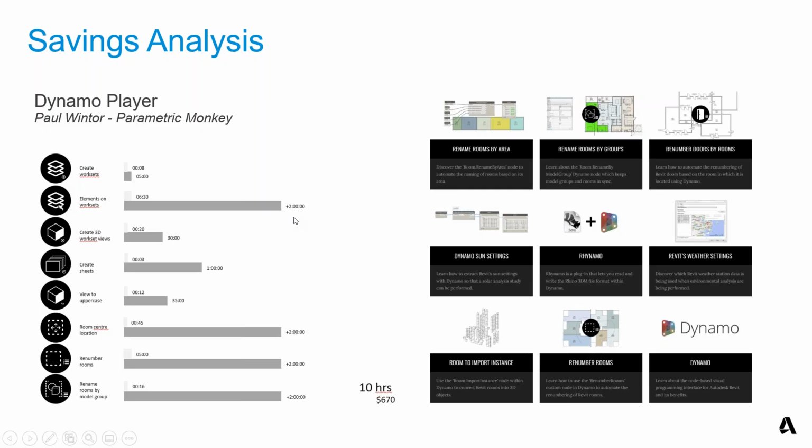Another example of a user here in Australia is Paul Winter from Parametric Monkey. He has developed scripts to help with the documentation side of your Revit projects. So he has a number of examples on his website on the tools and the solutions he has. And here is an extract from one of his slides he gave us on how to use the Dynamo Player to create worksets, to change lowercase to uppercase in text, to renumber rooms on floor plans. All of this can be done using these scripts, and he's got a time and a dollar amount here, saving 10 hours for your business.